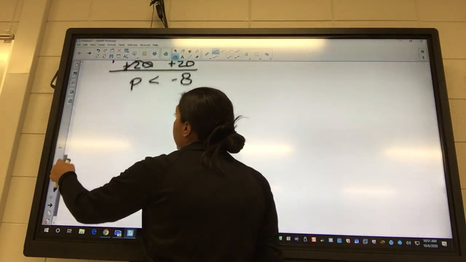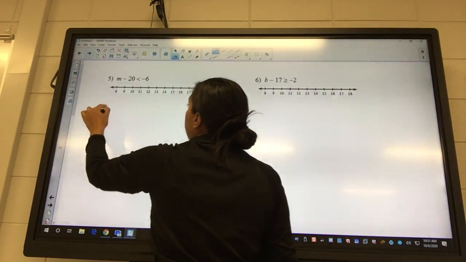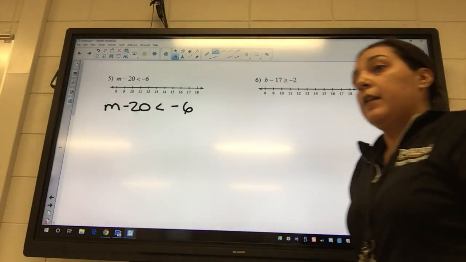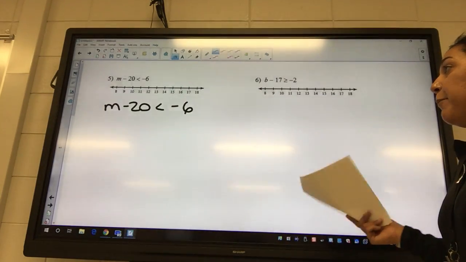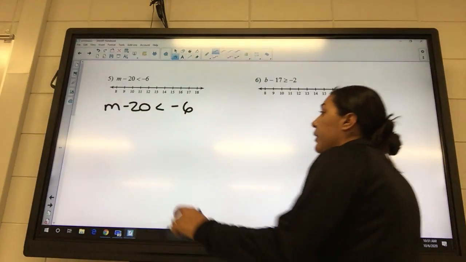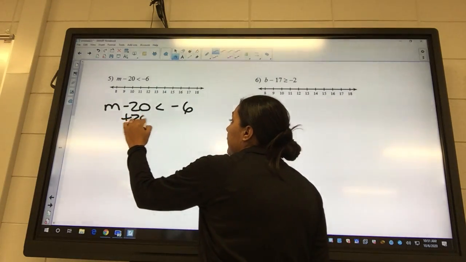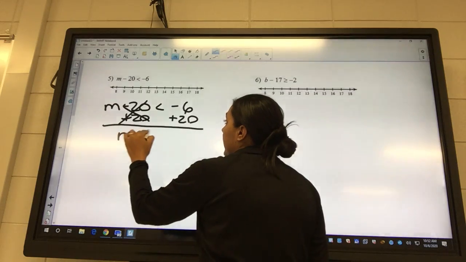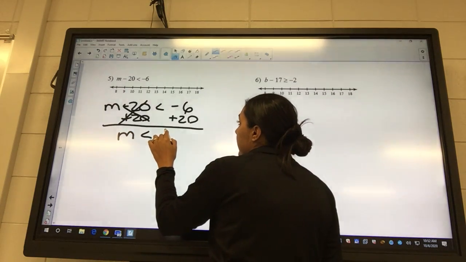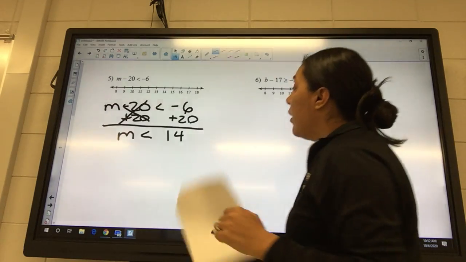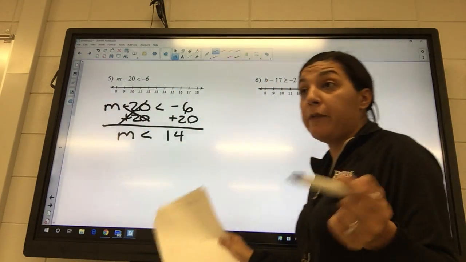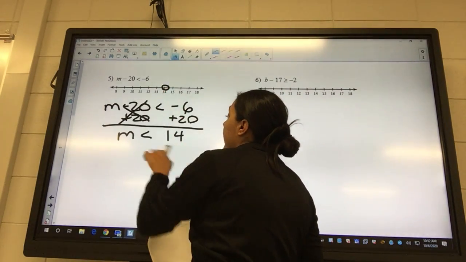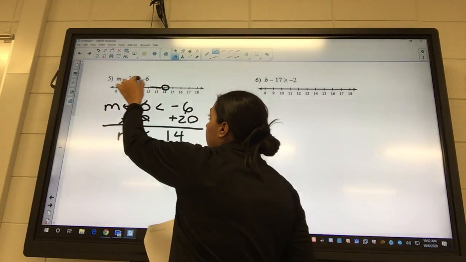Okay, let's look at number 5. So I got m minus 20. I need to get m by itself. So I'm going to say plus 20, plus 20. So m is less than, and it's going to be 14. Well, look, 14's up here on our number line, so we know so far it looks good. And it should be an open dot, and my arrow should be pointing that way, to the left.